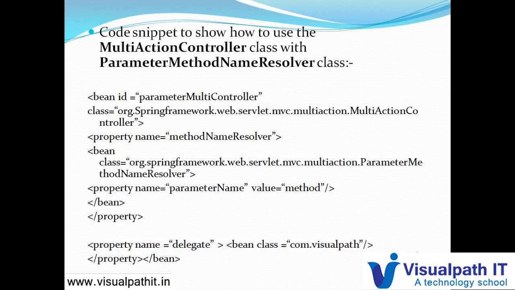Let's see the code snippet which shows us how to use the multi-action controller class with the ParameterMethodNameResolver class. So here, what exactly is ParameterMethodNameResolver? The ParameterMethodNameResolver is a class which basically implements the MethodNameResolver interface. The method name defined in the ParameterMethodNameResolver class is taken from the given request parameter. Whatever the given request parameter value has, that will be taken. Its default parameter name is action, but we can change the parameter name from the context file.